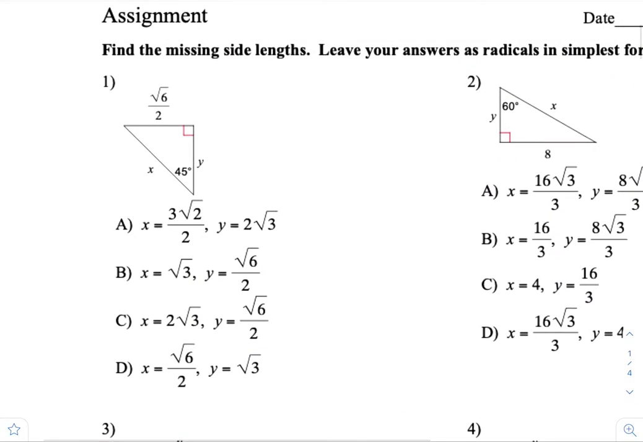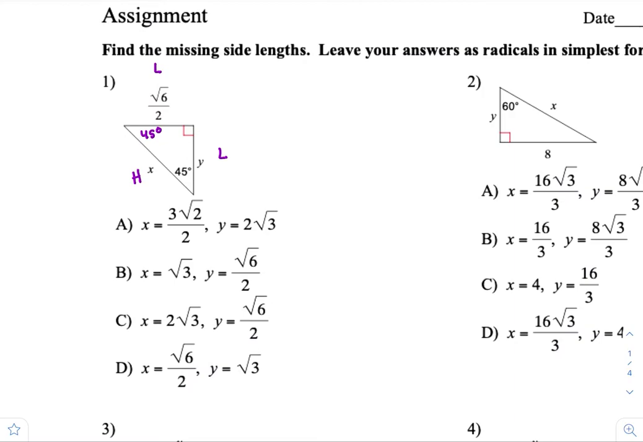So for number 1, you guys, this is a 45, 45, 90. So this is 45 degrees. Now, this is the hypotenuse. The one opposite from the 90 degrees is always the hypotenuse, or the diagonal of the triangle. And here's your guys' two legs. Now remember, the two legs are congruent to each other. So since our leg is rad 6 over 2, that means our other leg is also rad 6 over 2.